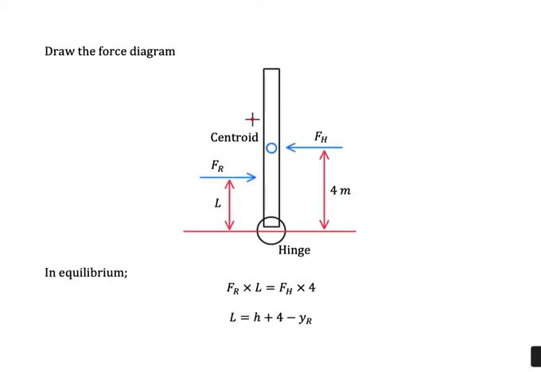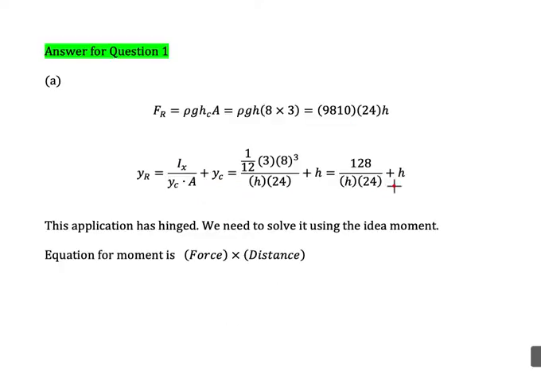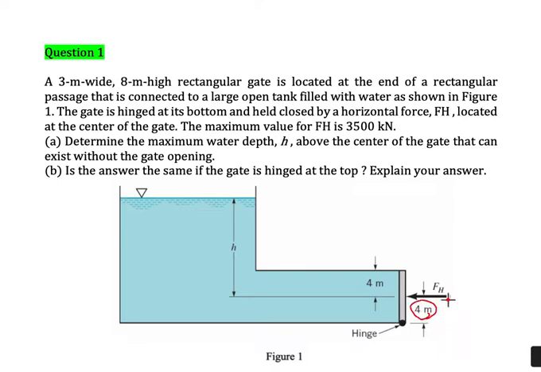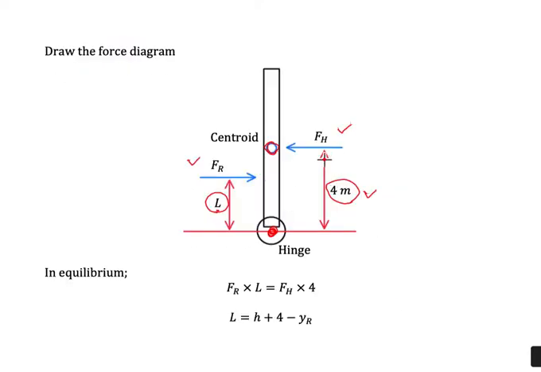And then we draw the diagram. So this is the centroid. This is the horizontal force given from the equation, and this is the resultant force, which acts a little bit below the centroid here, and this is the hinge. So this is the distance L, and the distance is 4 meters. This 4 meters is actually based on this diagram. And then in equilibrium, we could say that Fr times L is equal to Fh times 4.